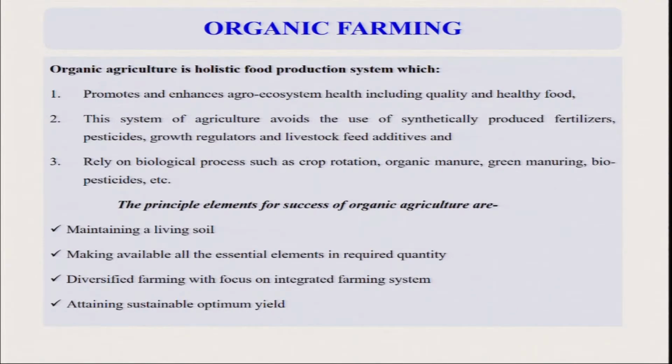It avoids the use of synthetically produced fertilizer, pesticide, growth regulators and livestock feed additives. The principle of success of agriculture is maintaining a living soil. Our main emphasis in organic farming is not to give food directly to the plant, but to give nutrients to the soil, and we should make the soil so healthy, of such quality and fertile, that it can provide all the major and micronutrients needed for plant growth.